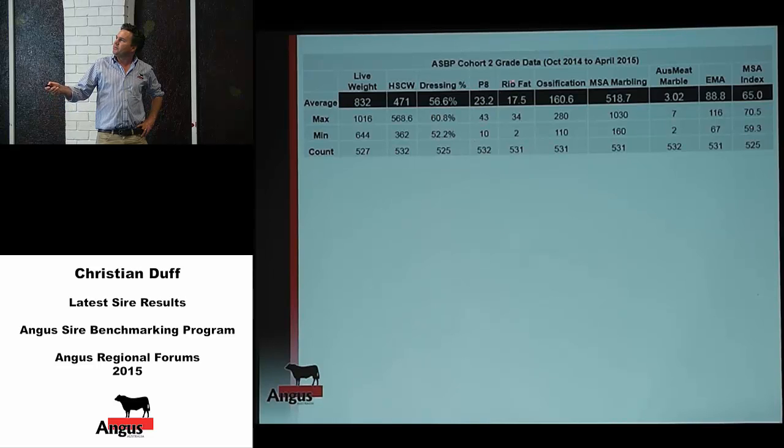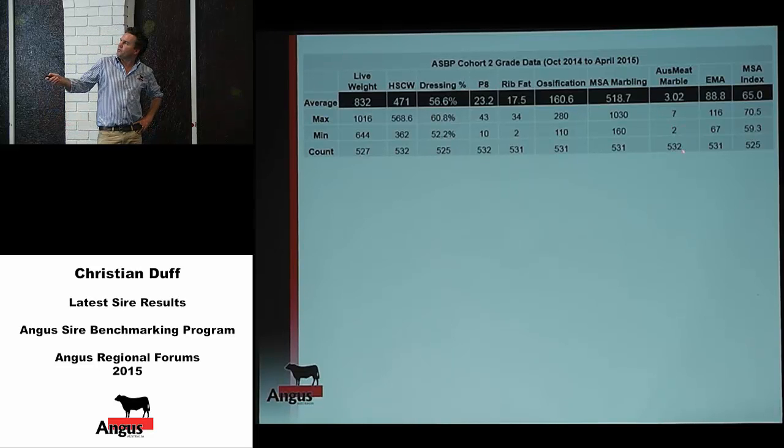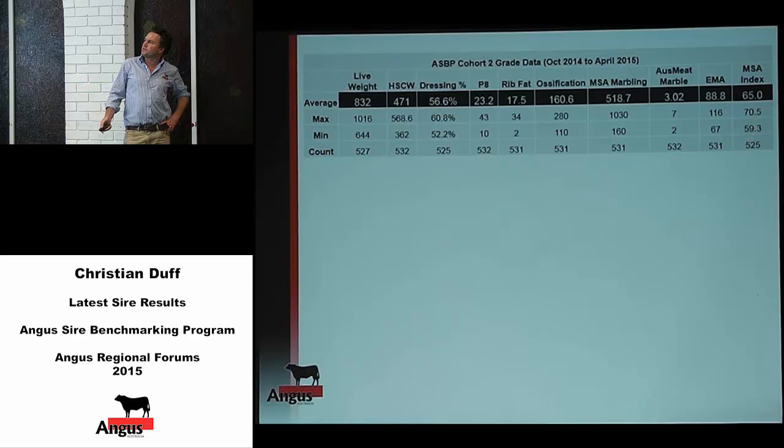Dressing percentage, P8 fat, rib fat, ossification, MSA marbling score, AUS-MEAT marbling: we're averaging about 3, and an MSA marbling score of 520, which lines up with our marbling score of 3. But we're getting variation there as well, from 2 to 7. Muscle areas, big variation, 6,716 square centimetres. And MSA index. Does everyone know what MSA index is? We've sort of kept up to speed with that. It's our overall measurement of eating quality of the carcass, and the new index value that MSA is putting out. And you can see we've got plenty of spread there as well.